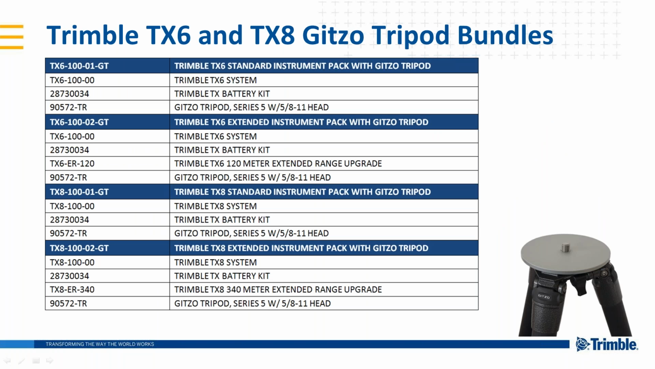And I want to mention that we recently announced new TX6 and TX8 Gitzo tripod bundles, and there is a special promotion where you can get the Gitzo tripod for the same price as the Trimax when you purchase any of the kits shown here. This is a limited time offer through June 30th, so if you're interested in trying a Gitzo tripod with your next TX purchase, you may want to take advantage of this offer. And here's just a listing of the part numbers for these TX6 and TX8 kits.